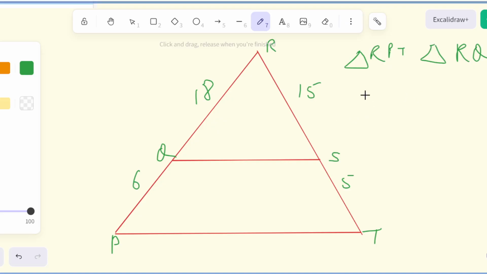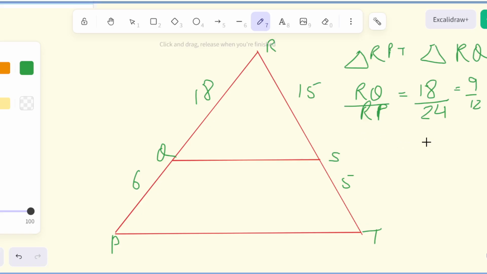If I take RQ over RP, what will that come out to be? RQ is 18, right? And RP is 18 plus 6, so RP is 18.6? No, 18 plus 6 is 24. So what will this ratio be equal to? 9 times 2, 12 times 2, 3 times 3, 4 times 3, a 3 upon 4 ratio, right?